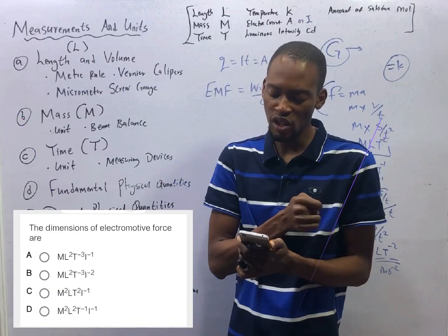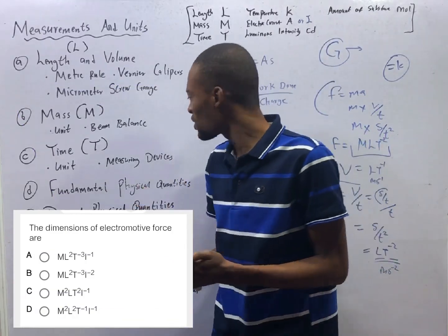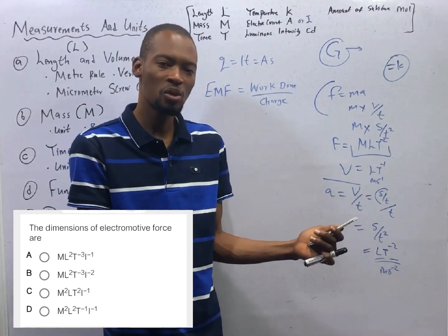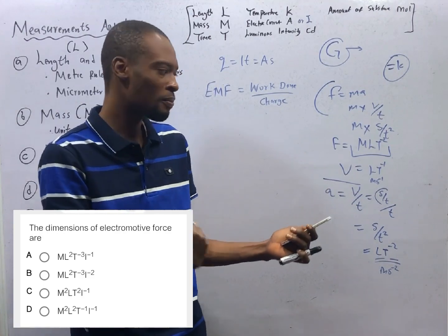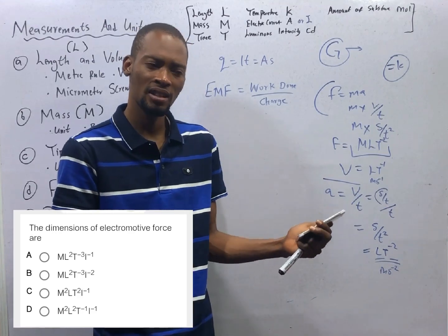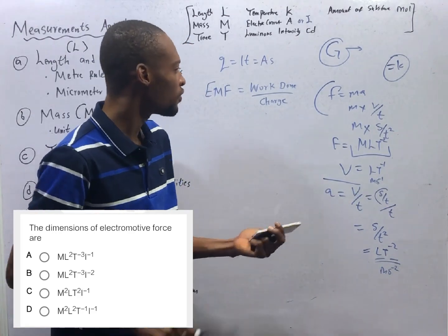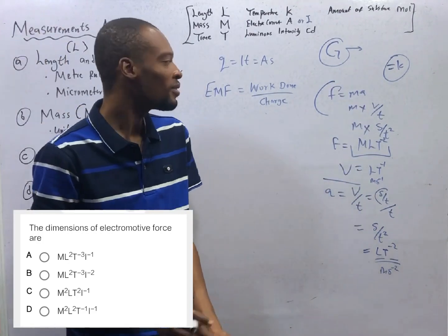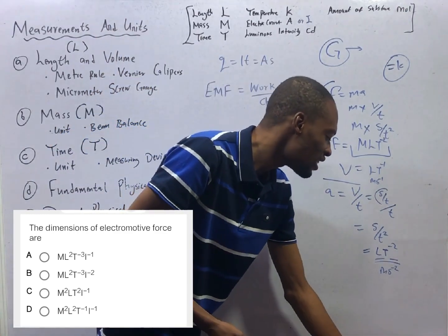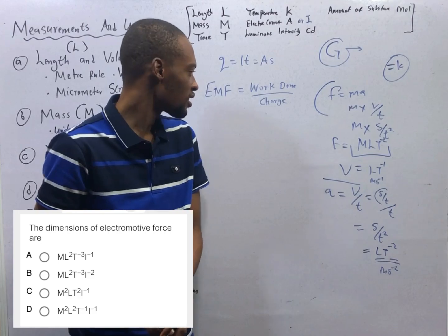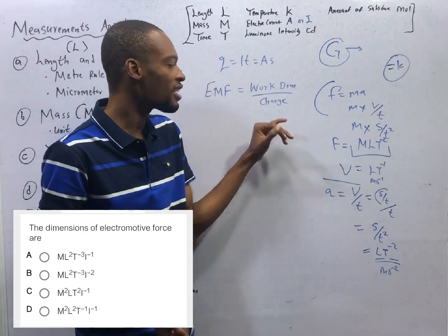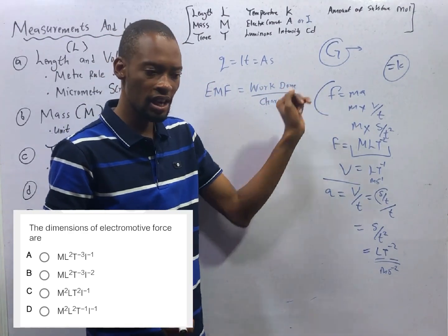The dimensions of electromotive force are dash. Electromotive force is simply the energy provided by a battery to 1 unit of, or 1 coulomb of charge passing through it. When current is not flowing, EMF equals terminal potential, equals voltage when no current flows. In simpler terms, EMF is work done over charge. And what is charge? Charge is current times time. Charge is a derived quantity. Work done is a derived quantity.